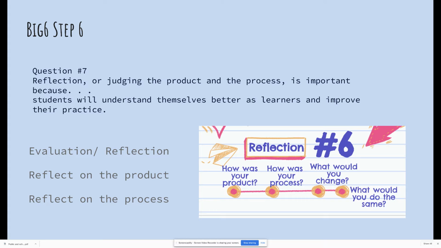So you are going to think about your product. Are you proud of your product? How does it compare to your rubric? How was your process? Did you go through all the steps? Did you realize which ones you need to be better in? So what would you change? And what would you do the same? This is the most valuable learning we can do as students.